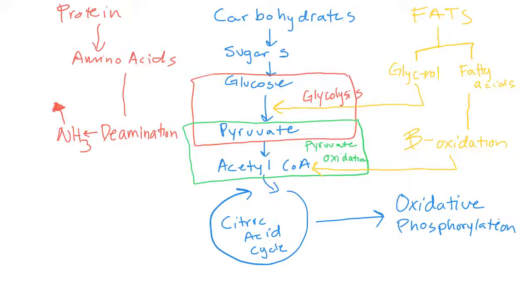Okay, once you take off the NH3 group, now you have a string of carbons that you can use, and depending on what the structure is, it may be an intermediate of the Krebs cycle or acetyl-CoA. So whatever's left over on the amino acids, there's 20 different amino acids, they have all sorts of different structures, so they can be converted into different intermediates.